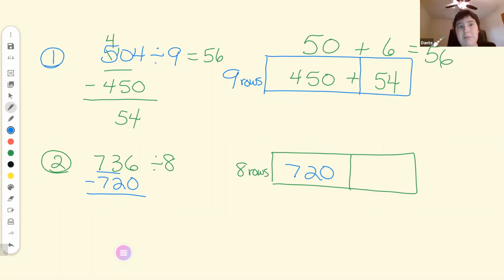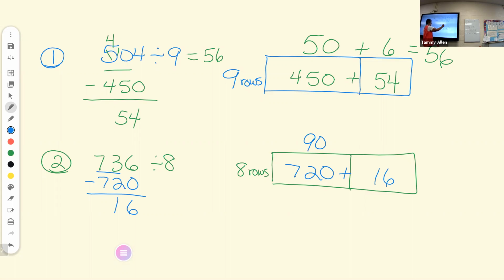Okay. So we subtract and we get 16. So 16 is going to go over here. Is 16 a multiple of 8? Yes. Okay. 720 divided by 8 then is what? 90. 16 divided by 8 is 2.